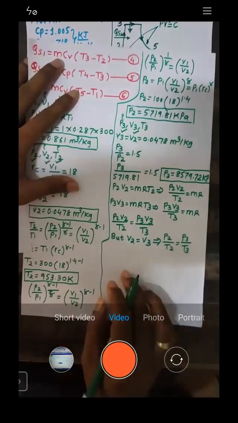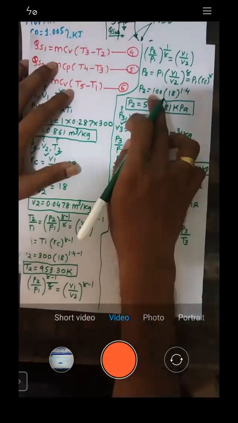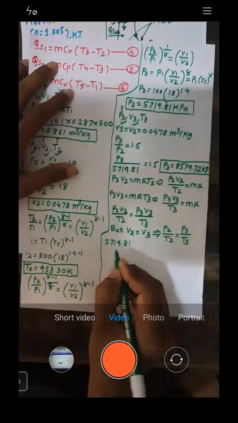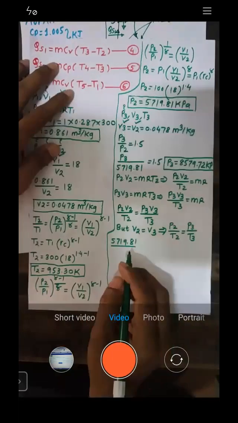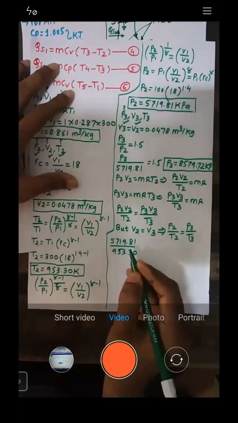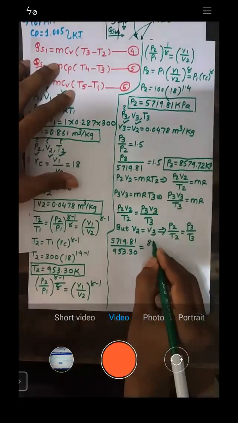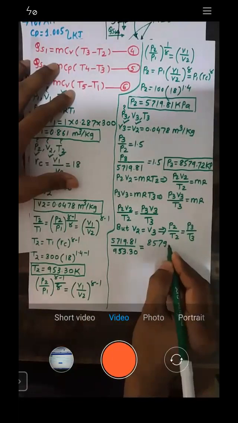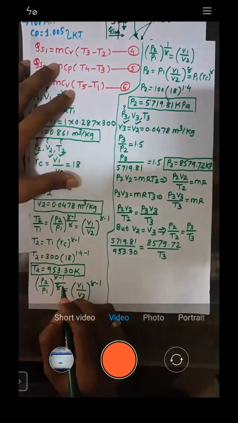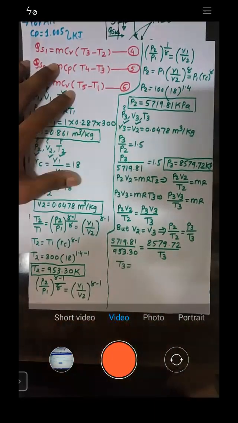Okay, so let us put the values now. Value of P2 we know: 5719.81. T2 is 953.30, equal to P3 we just got, 8579.72, upon T3 which I want. So from this I will get the value of T3. Let us see what value of T3 we are getting.